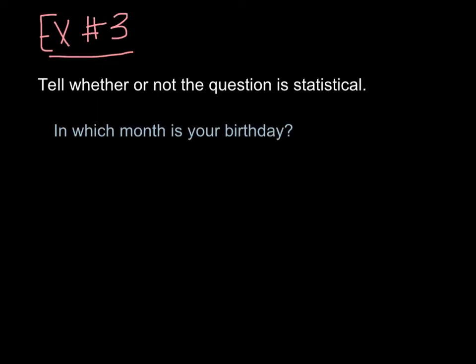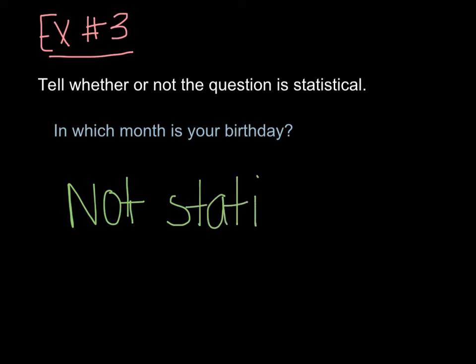Example 3, again, like number 1, tell whether or not the question is statistical. In which month is your birthday? So this question is not a good statistical question because the answers are not going to be very different. We know there's only 12 months in the year, so every single person that you ask is going to say one of those 12 months. So our answers, even though they could be a little bit different, somebody might be born in January, somebody might be born in March, we're going to have a lot of the same answers in general.